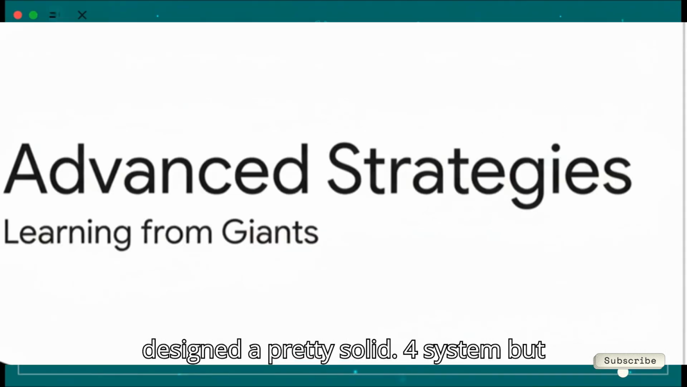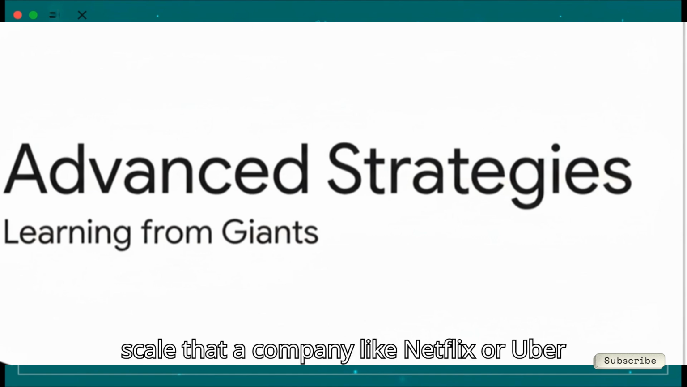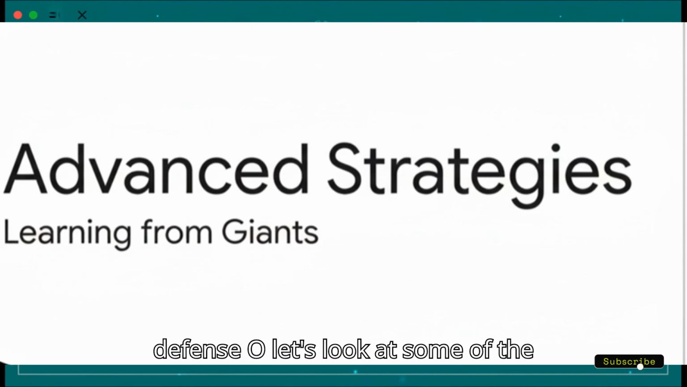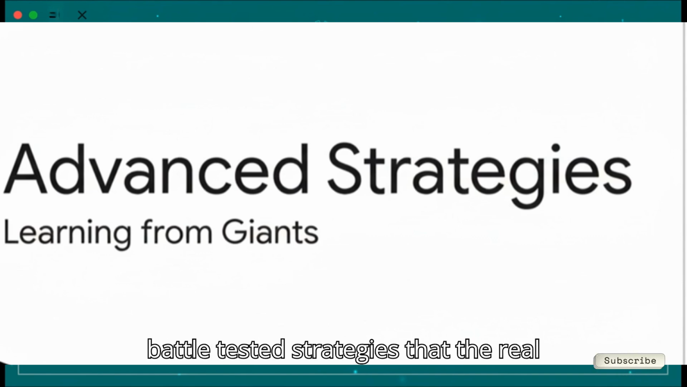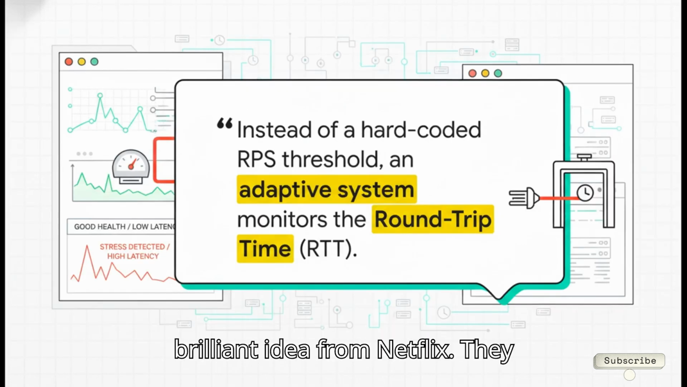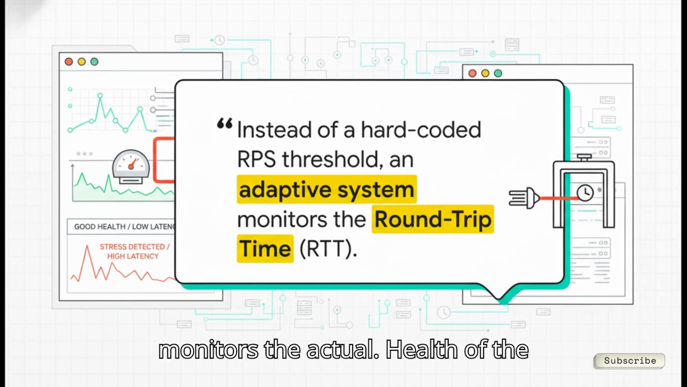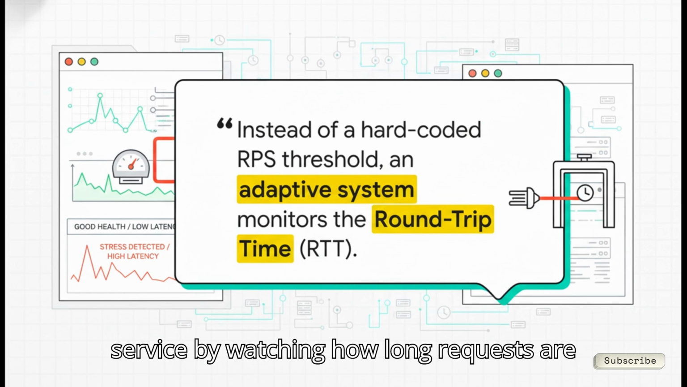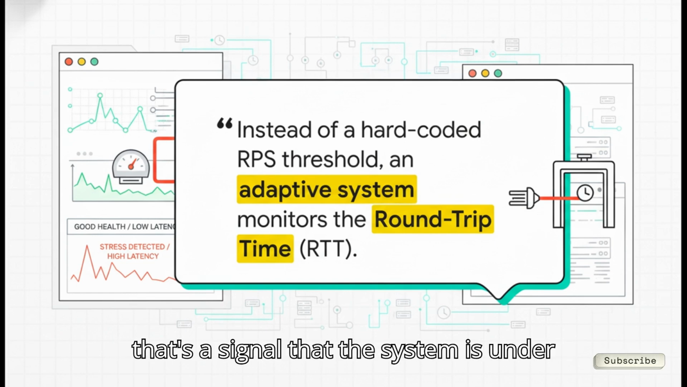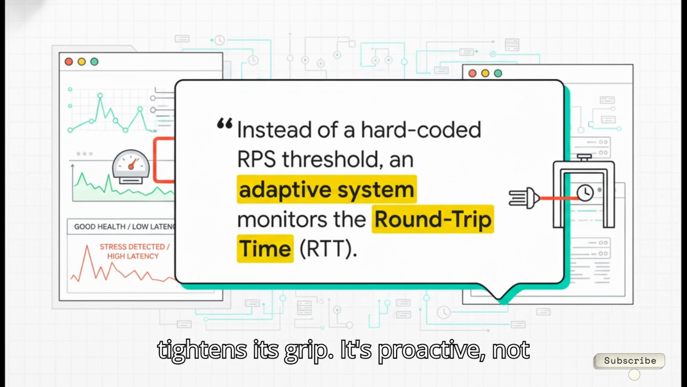Okay, we've designed a pretty solid core system. But when you're operating at the kind of scale that a company like Netflix or Uber does, you need even more layers of defense. So let's look at some of the battle-tested strategies that the real giants of the industry use. This is a brilliant idea from Netflix. They basically said, what if we stop just counting requests? Instead, their system monitors the actual health of the service by watching how long requests are taking. If latency starts to creep up, that's a signal that the system is under stress, and the rate limiter automatically tightens its grip. It's proactive, not just reactive.